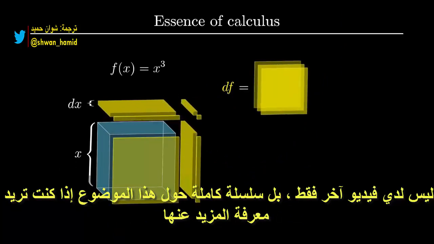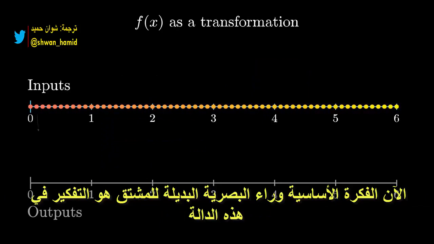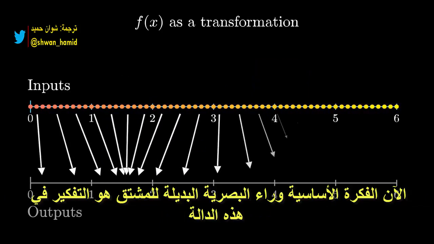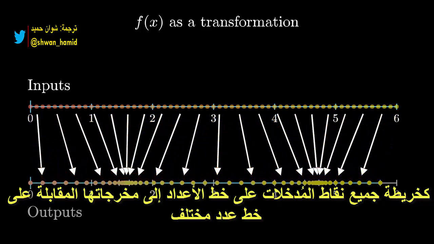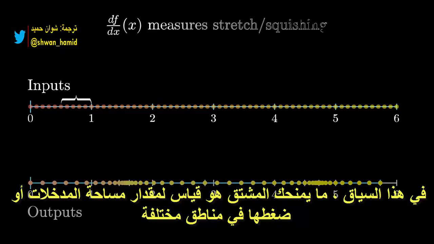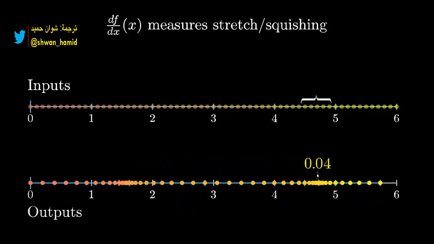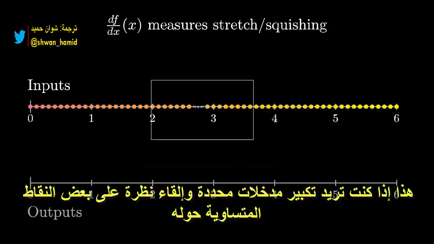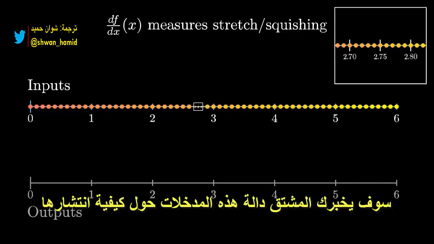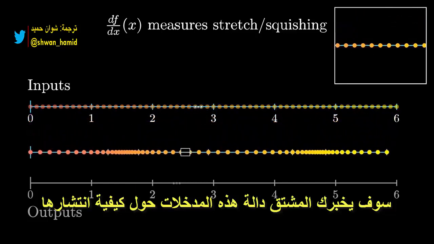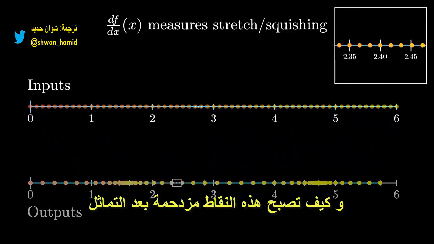Now the basic idea behind the alternate visual for the derivative is to think of this function as mapping all of the input points on the number line to their corresponding outputs on a different number line. In this context, what the derivative gives you is a measure of how much the input space gets stretched or squished in various regions. That is, if you were to zoom in around a specific input and take a look at some evenly spaced points around it, the derivative of the function at that input is going to tell you how spread out or contracted those points become after the mapping.